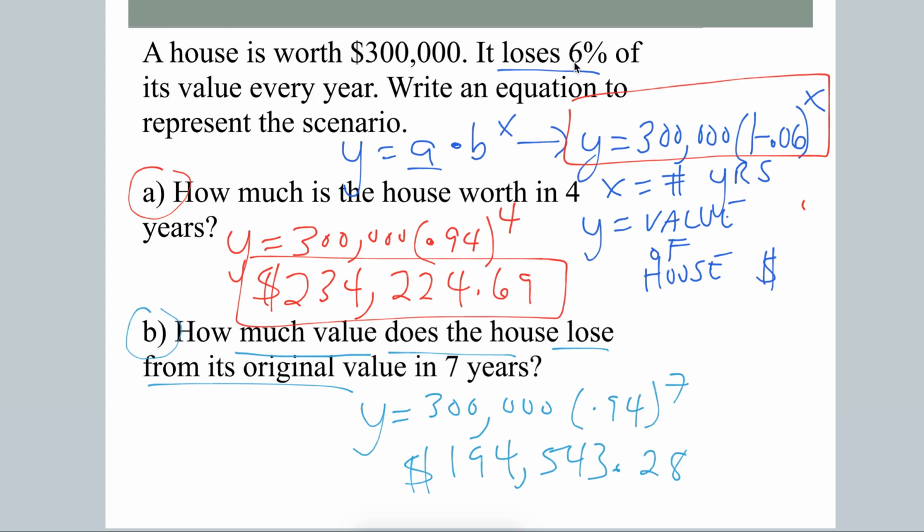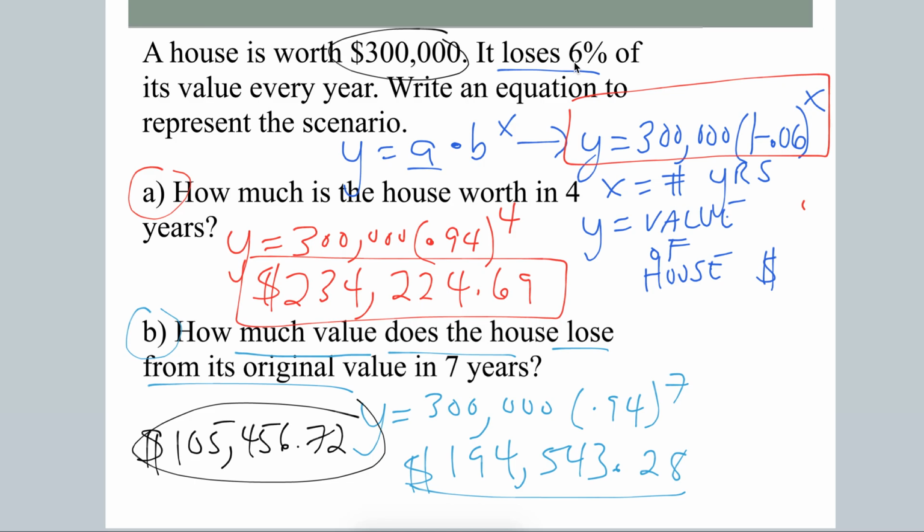Right? But that's not answering the original question. The original question is, how much value does the house lose? This is how much the house would be worth in 7 years. So how much value does it lose? Well, we have to subtract how much it's worth now from the original 300,000. So again, a little bit different of a question than the original part A. So I got that when we subtract, that the house lost $105,456.72. So that would be your final answer.